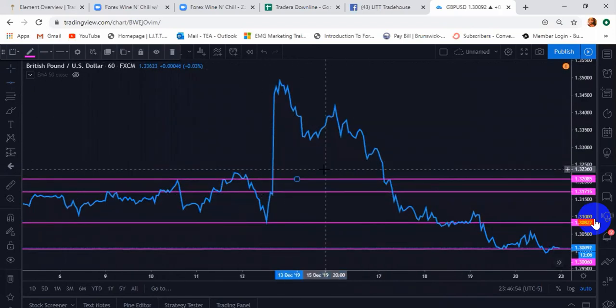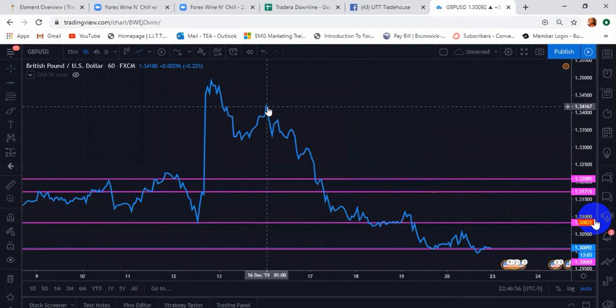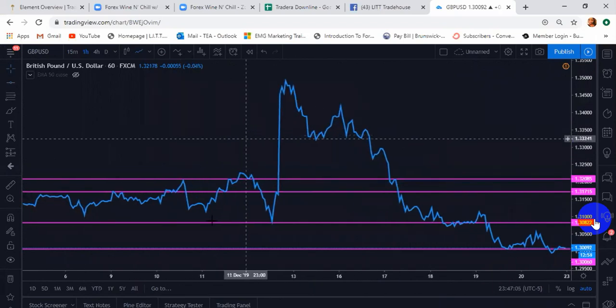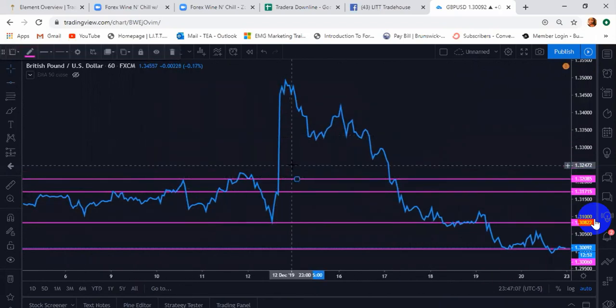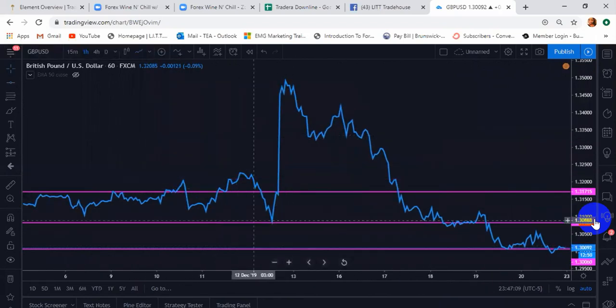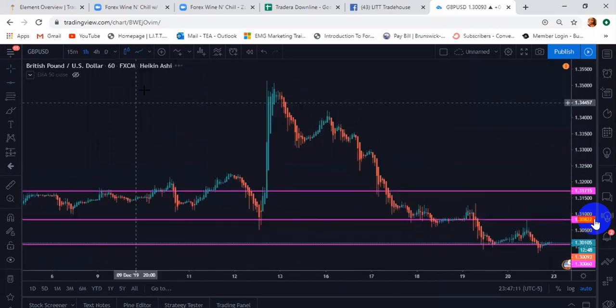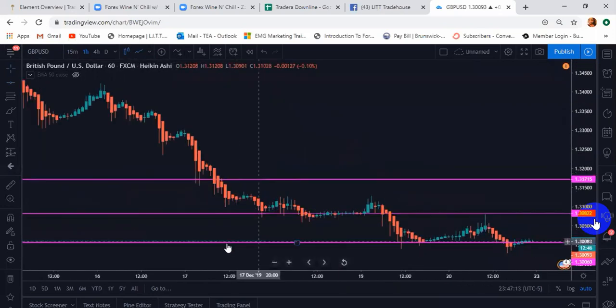I can see with my eyes that we had market structure right here. We're in a downtrend. You can see this with your eyes. Like once you get on the line chart and you put a few areas of support and resistance, that's all I need right there. I don't need nothing more than that. Let's get it. Heiken Ashi candles.